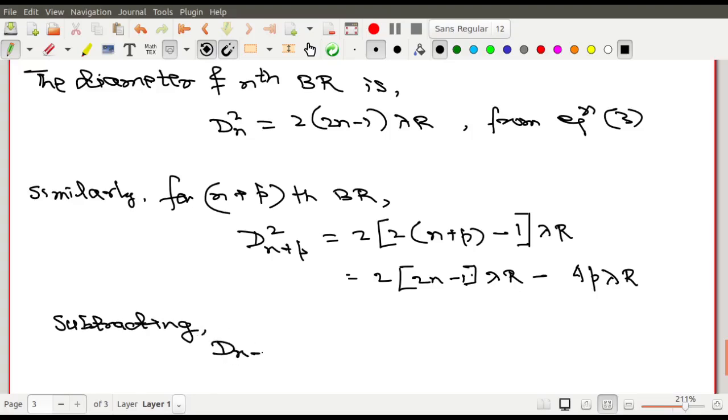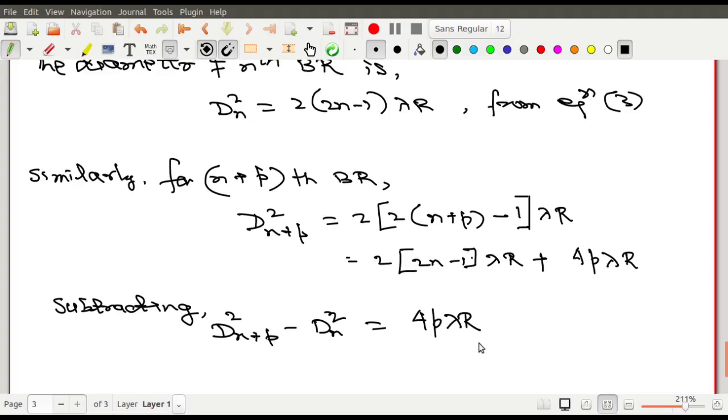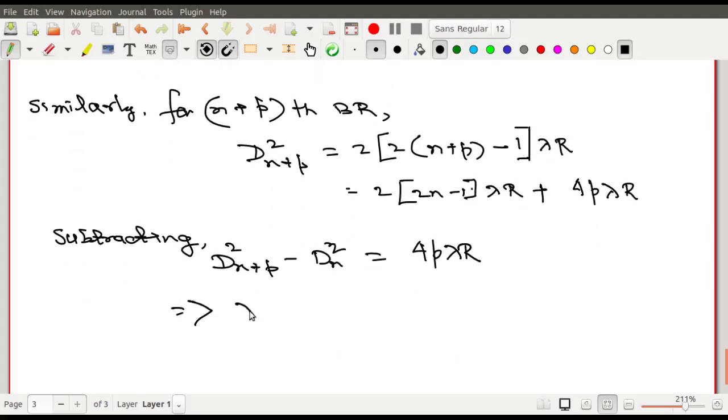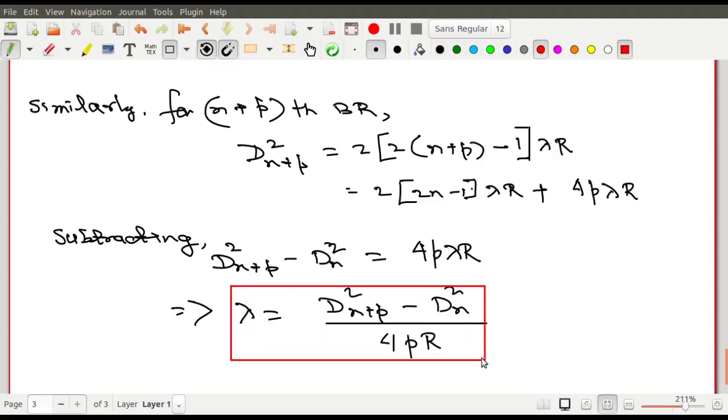So if we subtract these two, we get (dn + p)² minus dn², and these two terms will get cancelled, so that simply gives you 4p times λR. So this gives you λ equals ((dn + p)² − dn²) divided by 4 times p multiplied by capital R. That is how you get the unknown wavelength, the wavelength of any unknown radiation, with the help of this formula.